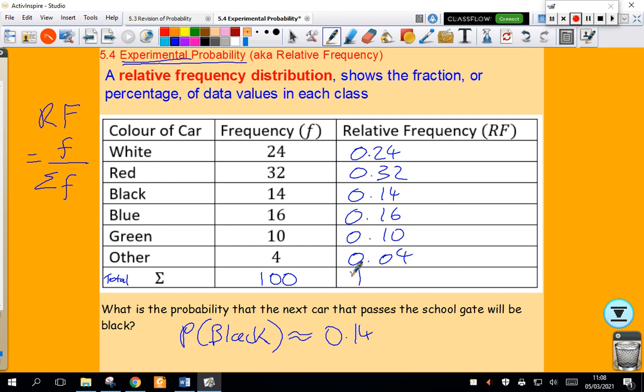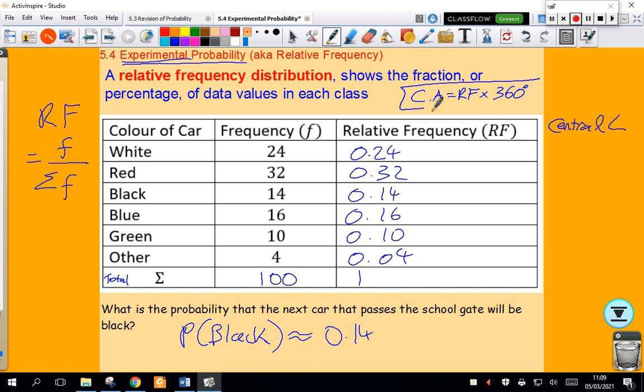Something else relative frequency tables are useful for is constructing pie charts. Remember, a pie chart is just a circle that's broken up into individual sectors, and each sector will have a central angle. So if I wanted to draw a pie chart here, I just put in an extra column called central angle. To find the central angle, CA, it's just the relative frequency multiplied by the total degrees in a circle, which is 360.